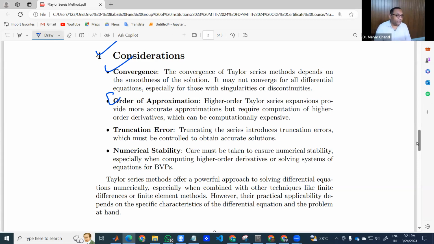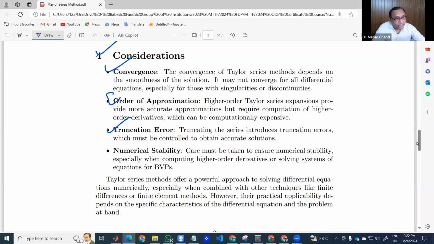And then we have the truncation error. The series introduces truncation errors which must be controlled to obtain accurate solutions. And at the end, we have numerical stability. Care must be taken to ensure numerical stability, especially when computing higher order derivatives or solving the system of equations for boundary value problems. So this is all the basic information on how we can use the Taylor series to find the solution of initial value problems as well as boundary value problems.